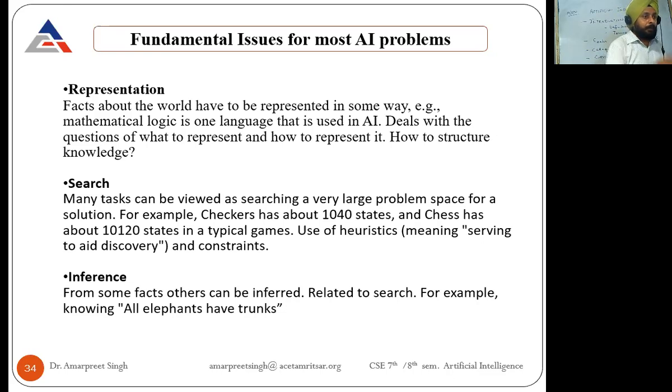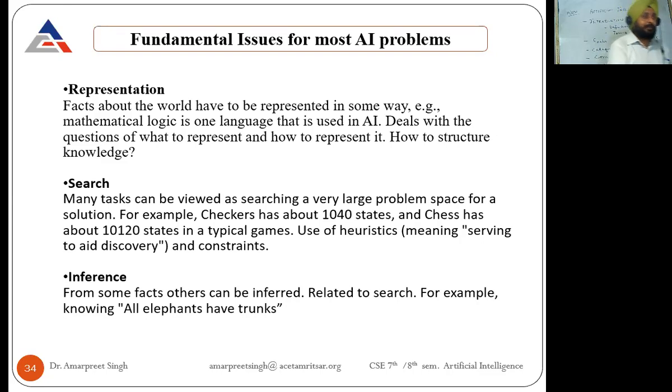Then there is searching. Many tasks can be viewed as searching a very large problem space, because searching is getting to the goal state. You have the problem, many states are available, and you are searching for the desired state, the goal state. Like in chess, many moves are there. Each move gives rise to a new state and the number of moves is large. So there is a combinatorial problem. Some problems have many winning situations or goal states, but some problems have only one goal state. To search, that is very important.